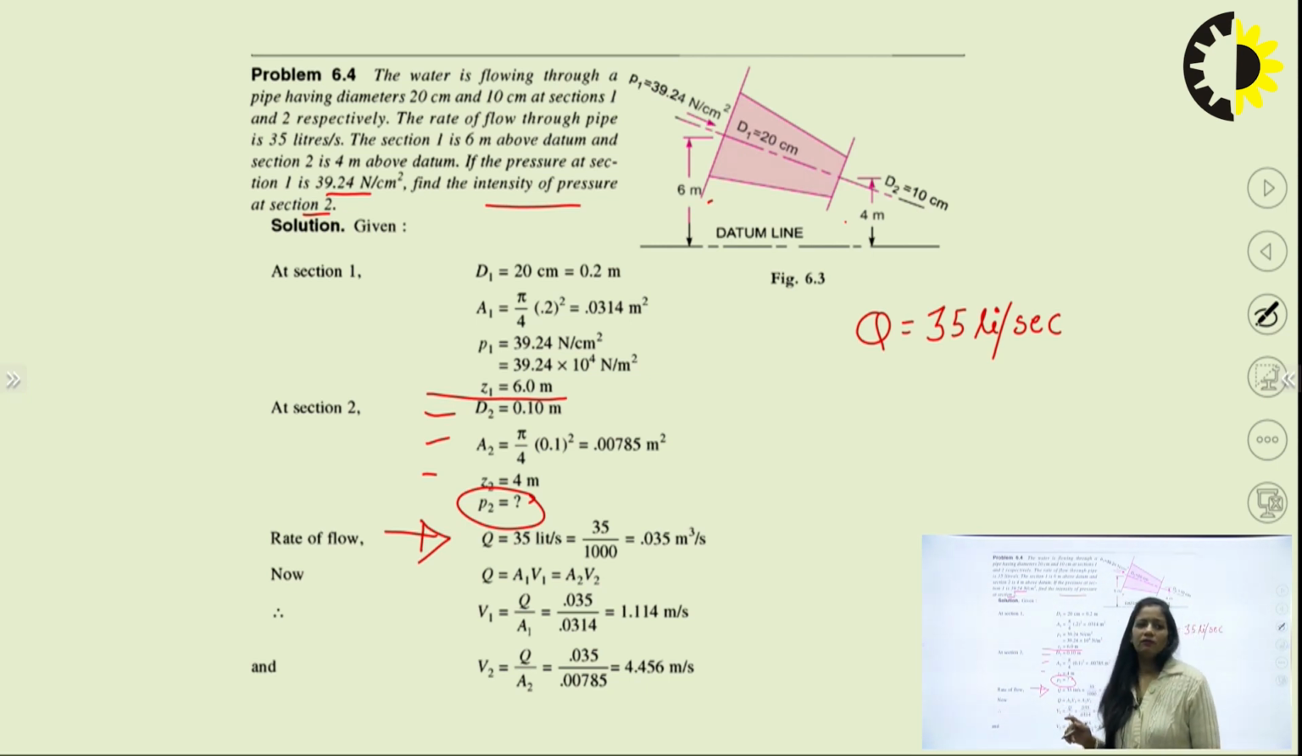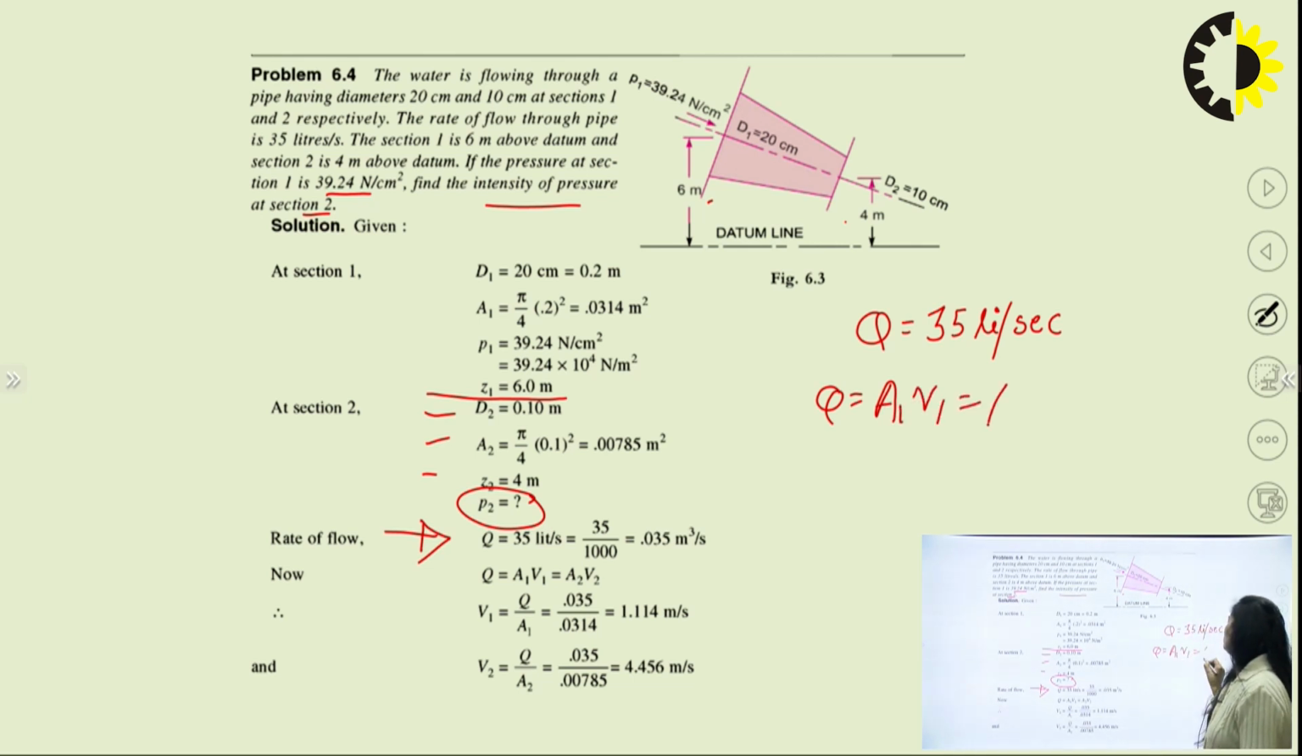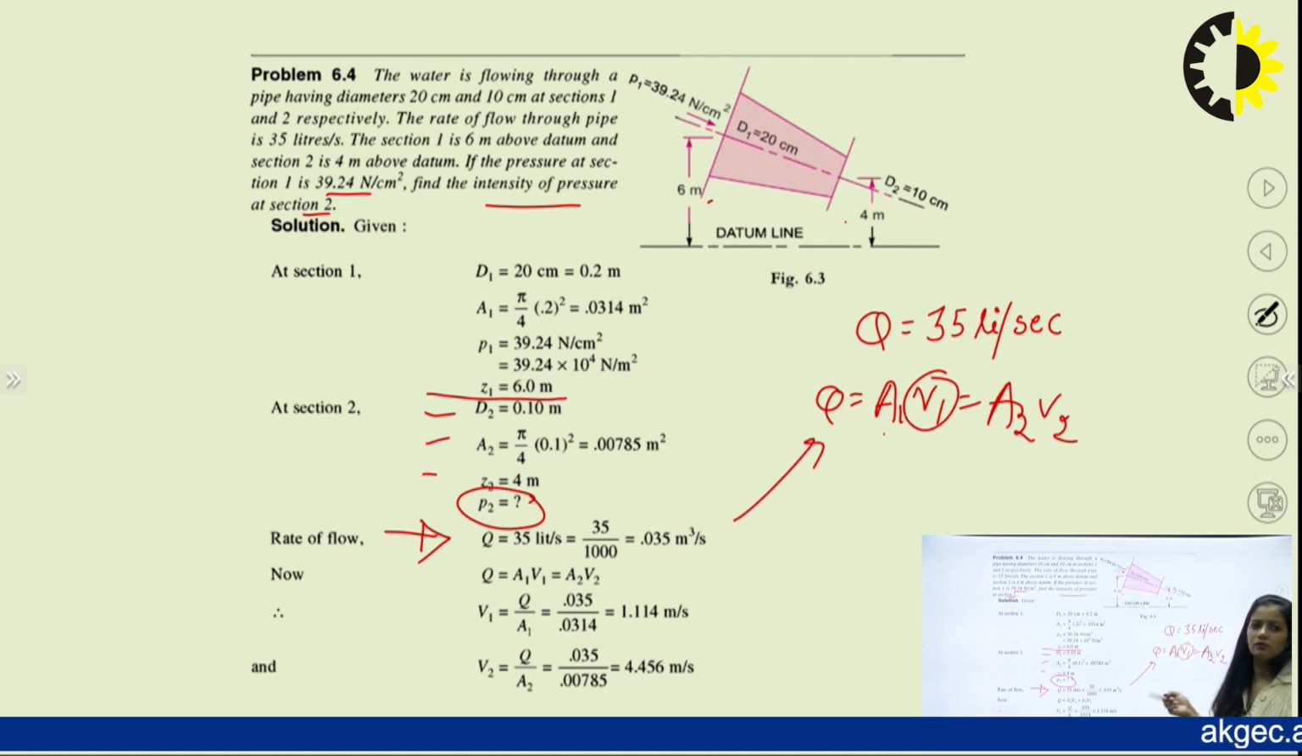Now because we do not know the velocities at section 1 and section 2, we just need to put the discharge in the continuity equation. So what is the continuity equation again? Q will be equal to A1 V1 equal to A2 V2. Simple. So just put Q here and solve it for V1. Area 1 you have already calculated. Again solve for V2, where area 2 is calculated.